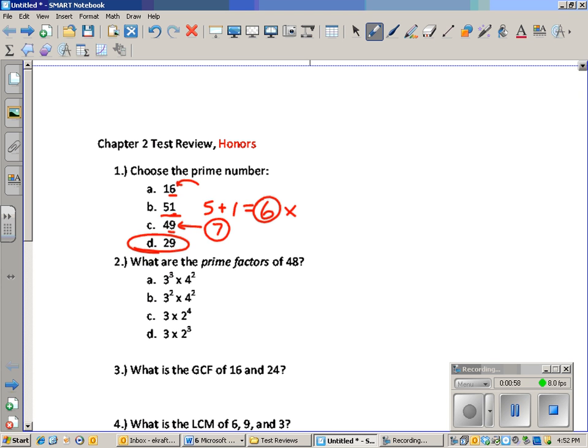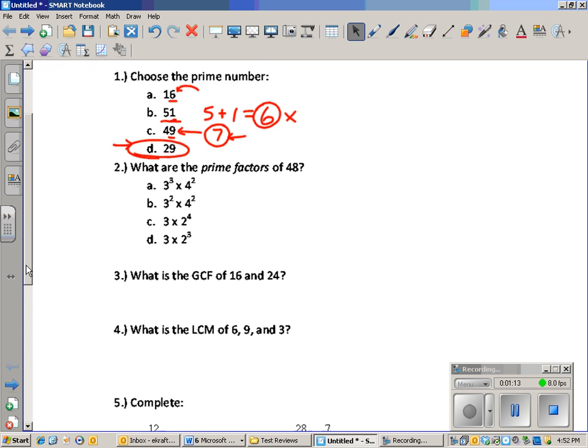Of course, you knew that 49 is a multiple of 7, but sometimes the number is large enough that you do need to try 7. Just divide it and find out. 29 is the only one that has no other factor other than 1 and itself, 29. So that is our prime number.